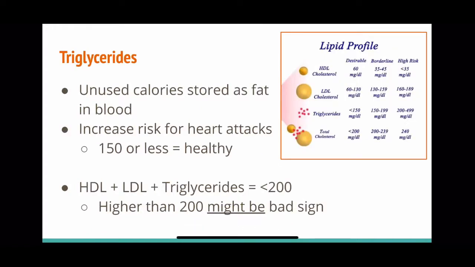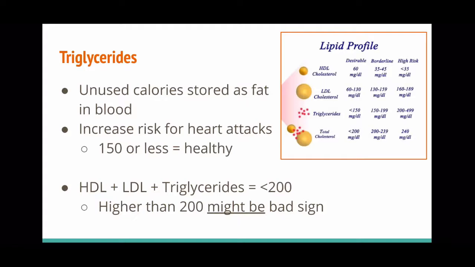Now, triglycerides, or fats, make up that other component of the lipid profile. Triglycerides act as unused calories that are stored as fat in the blood. So when you eat more calories than you burn, that causes triglycerides to build up in your bloodstream, increasing your risk for heart attacks. So triglyceride levels of about 150 or less are considered to be healthy.